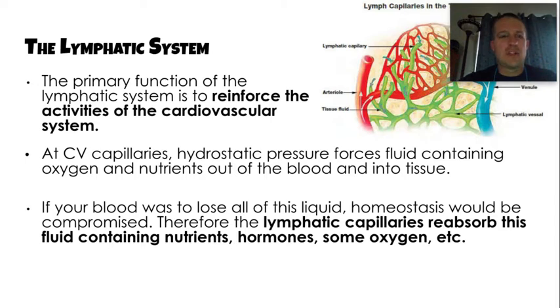The biggest function that the lymphatic system has is to support the cardiovascular system. And the way it supports the cardiovascular system is as your blood pumps through your body, it's under pressure. Your heart contracts, forces blood out into the aorta, and that spreads throughout the body through arteries, arterioles, and capillaries. Capillaries are very thin. They're only one cell layer thick. And so the pressure of the heart beating pushes some of the fluid out into the tissues. It leaves your cardiovascular system and bathes the tissues with nutrients and oxygen.